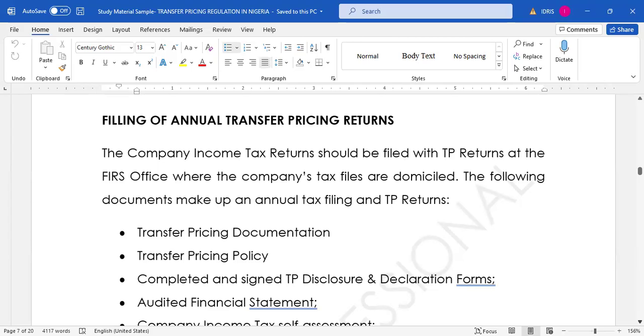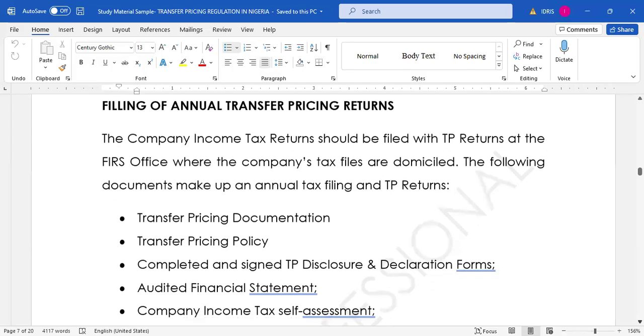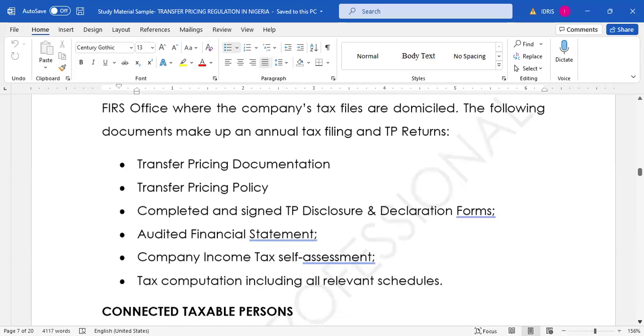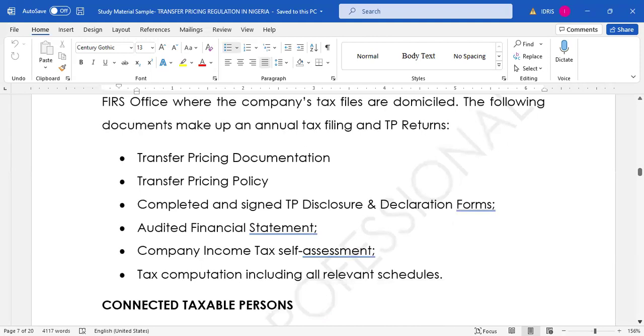Audited financial statement of the company is part of the filing of the annual transfer pricing return. Complete company income tax self-assessment. Company income tax self-assessment. Another one, computation, including all relevant schedules. These are the contents of the transfer pricing return.